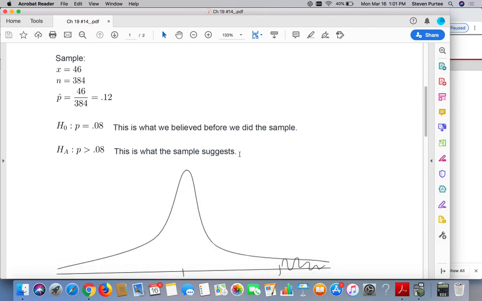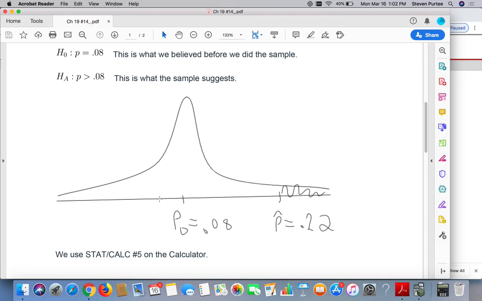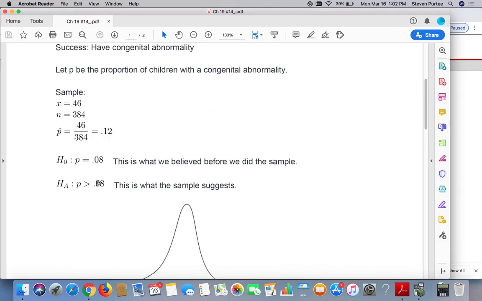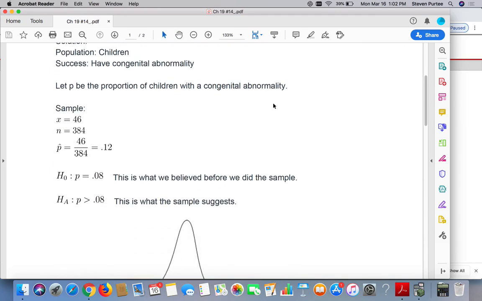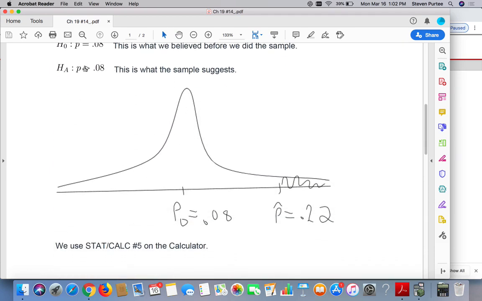All right, so we draw our picture. Right in the middle, we have the number we used to believe, P0, this number right here. And then we have our sample that says 12. We're always going to shade a tail here. So I'm going to shade above 12. Notice I shaded above, and right here I wrote above. 12 is bigger than 8. And the question says increased. Everything on the page tells me above. That's how I know this is right.